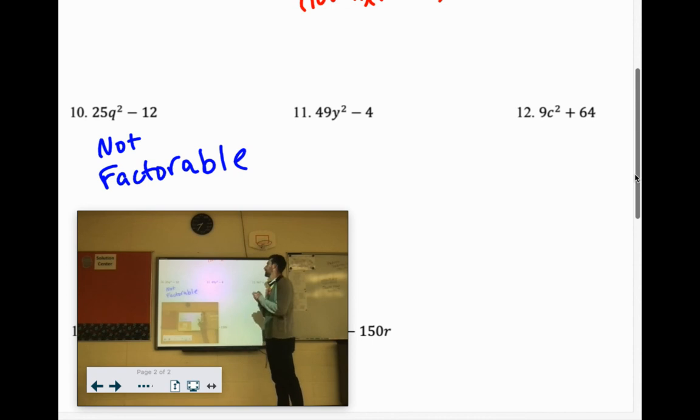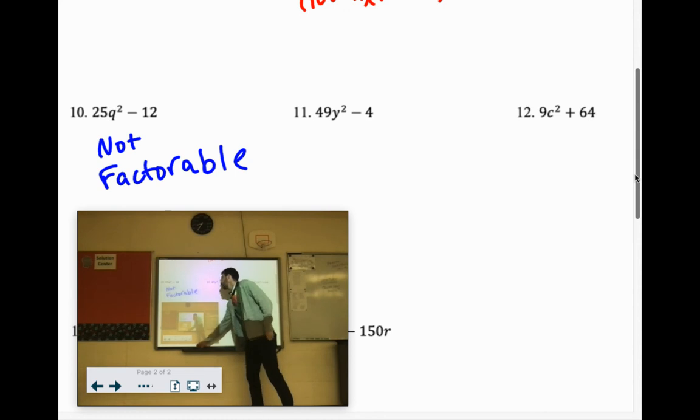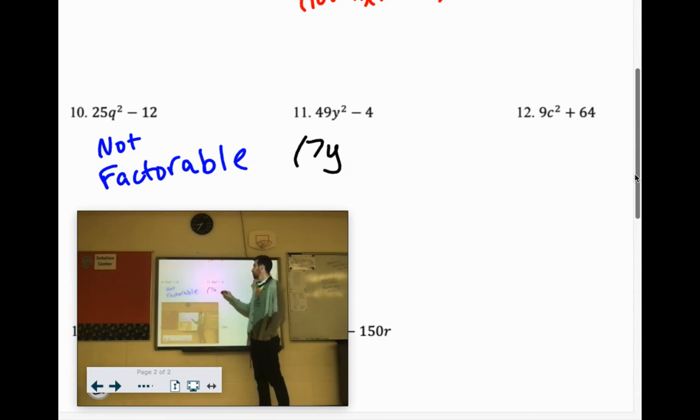49y squared minus 4. Common factor? No. Can I square root them both? Yes. Do they have a minus in the middle? Yes. Square root of 49y squared is 7y. Square root of 4 is 2. So 7y plus 2 times 7y minus 2.